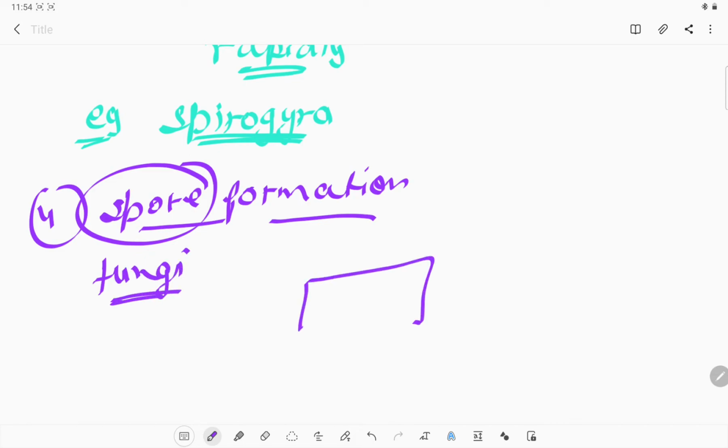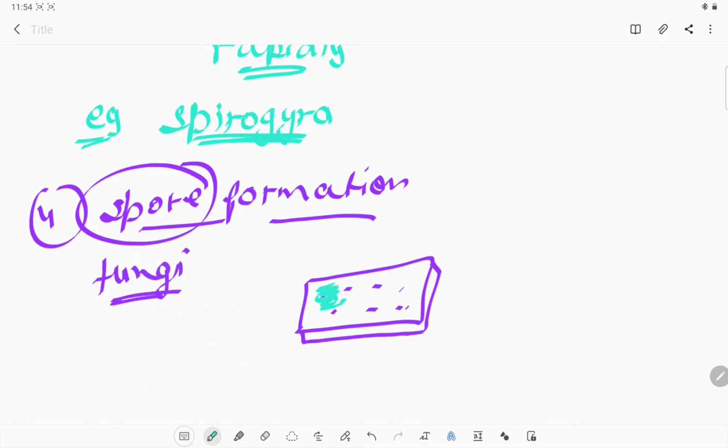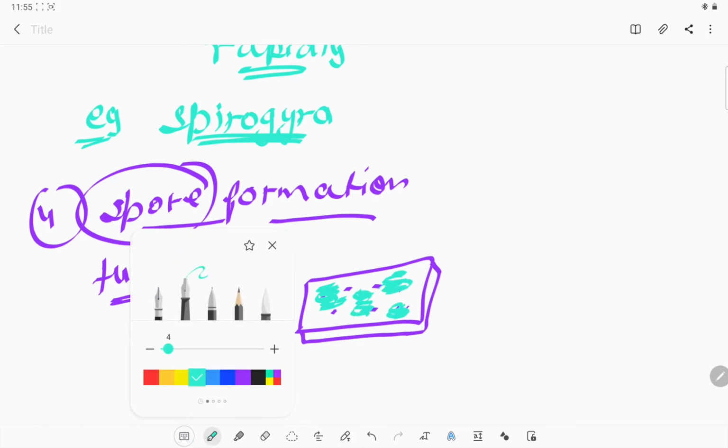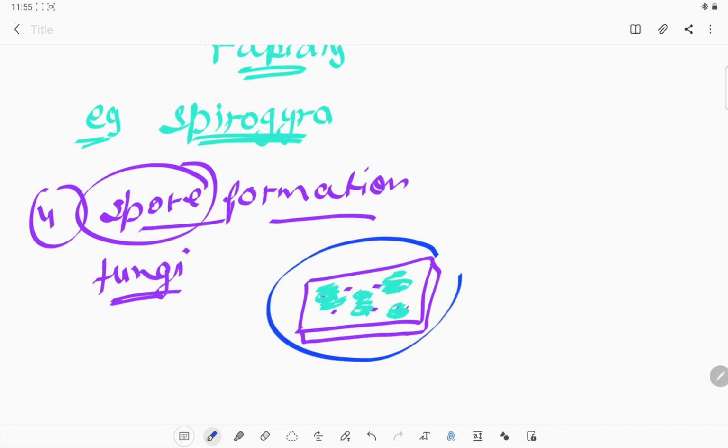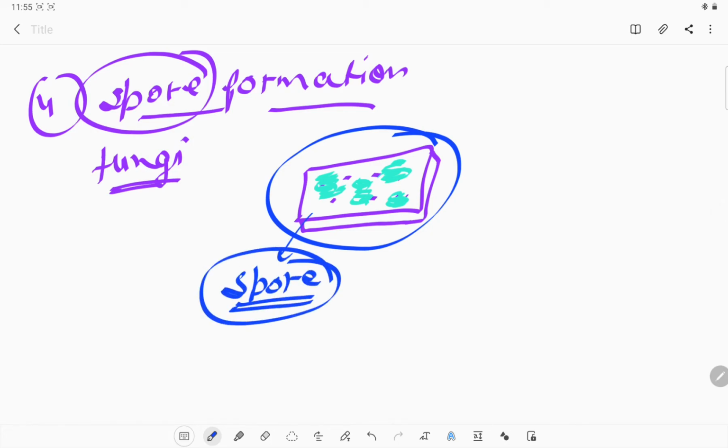If you keep a bread outside in the rainy days, after 2 to 3 days you will see some blackish or greenish substance or patches on that bread, and you say the bread has got fungi. What is this fungi? How are they growing? They are growing from spores, which are always present in the air. Spores are always present in the air, but they are protected with a coating.